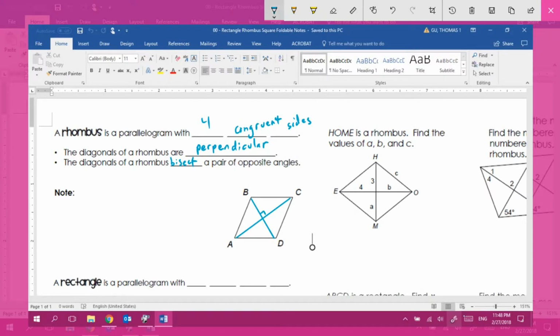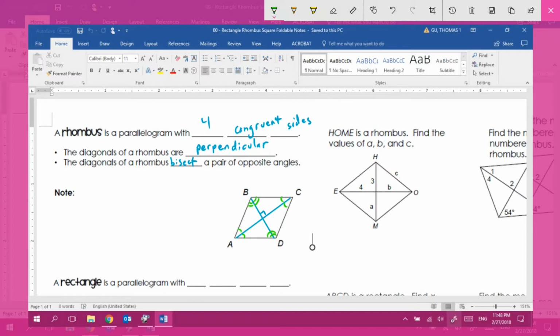That means that this angle right here and these are now congruent, but they're actually going to be the same, so I'm just going to draw like this. Those are congruent. And then those are congruent to each other. And then this is congruent. So, that's what the diagonals in a rhombus do.